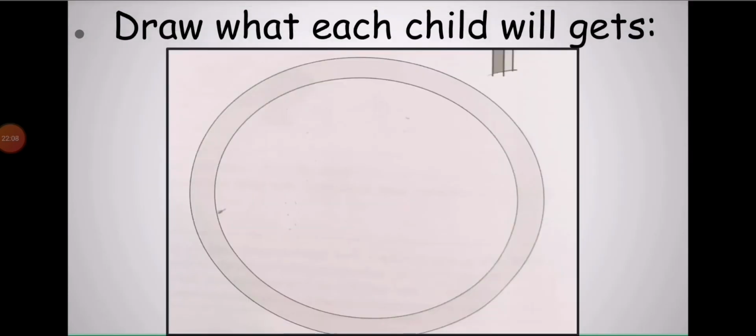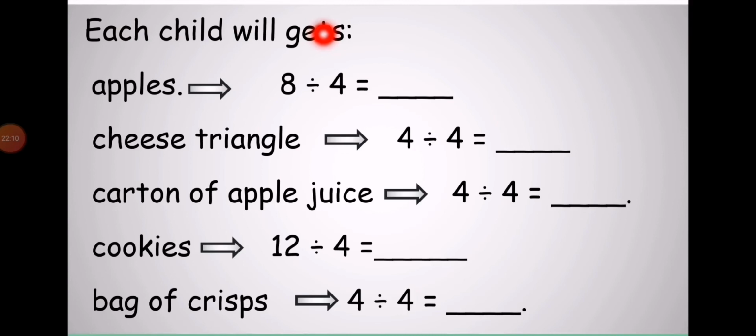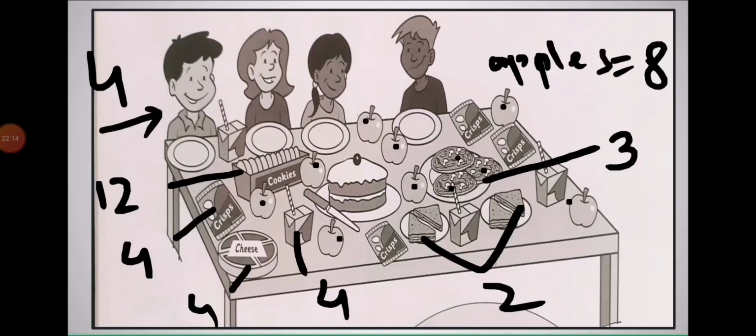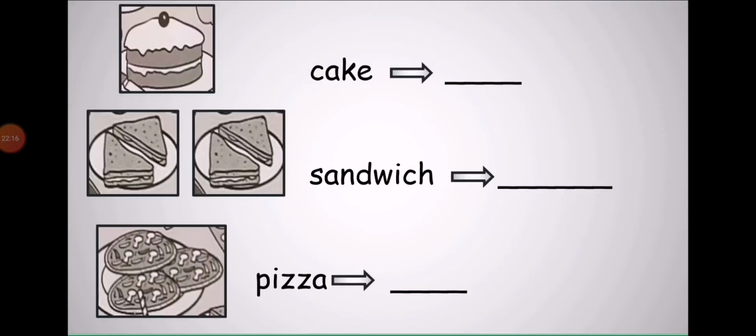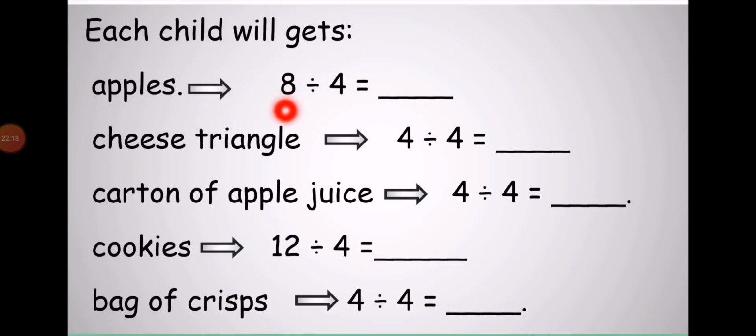Look at the first one. So each child will get... First, apples. We have counted the apples. Apples are 8. So we are dividing into 4 equal parts. Why? Because the total number of children is 4. So our number sentence is 8 divided by 4 is equal to dash.